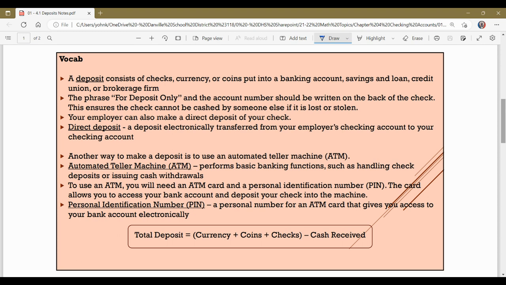So if I want to find a total deposit, I'm going to add all of the currency, which is the bills, coins, which is the nickels and dimes, and checks, add them all together. And if I want to receive any cash back for whatever reason, I would subtract that off the total.